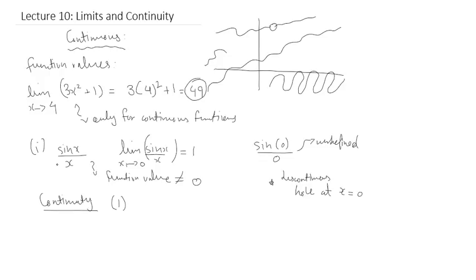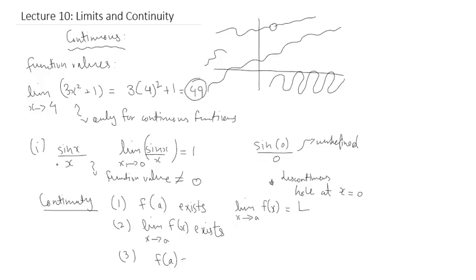The first rule: the function value exists, right? And in this case it's going to be f of a. Why is it f of a? Well, it's simple, because we're basically writing the limit in a general form, right? So limit as x approaches a for f of x turns out to be L, right? The second thing, the limit as x approaches a for f of x exists. Third thing, this limit that we evaluated has to be equal to f of a.